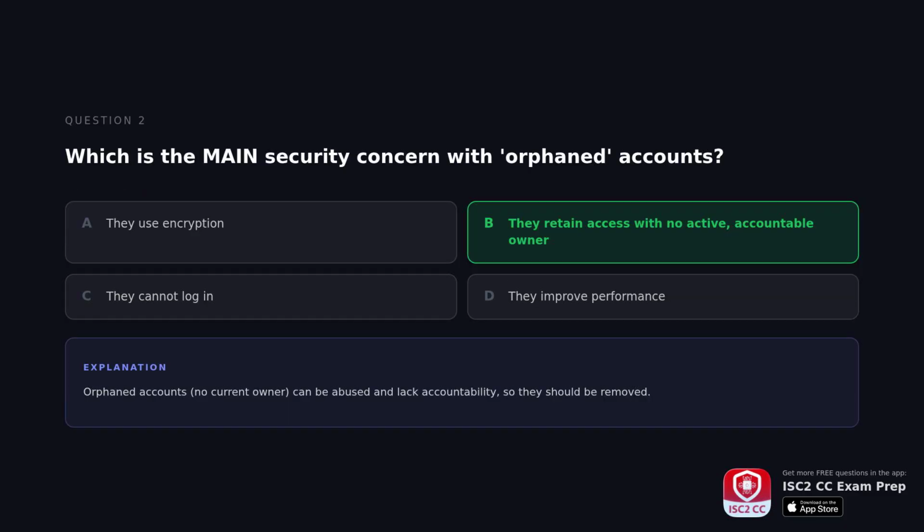The correct answer is they retain access with no active, accountable owner. Orphaned accounts have no current owner, can be abused, and lack accountability, so they should be removed.